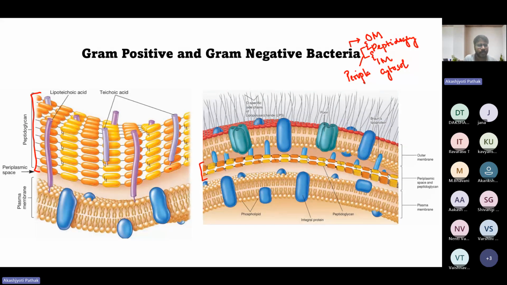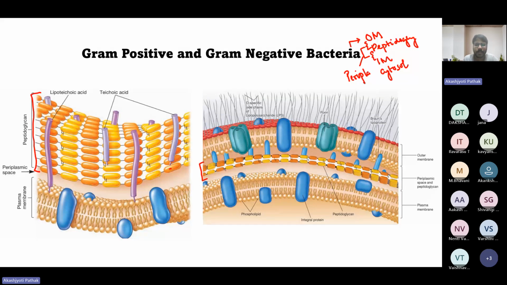So there is another difference, that is the difference in the periplasmic space of gram-positive and gram-negative bacteria. In gram-positive bacteria, you can see because of this thick peptidoglycan layer, the periplasmic space is much reduced.